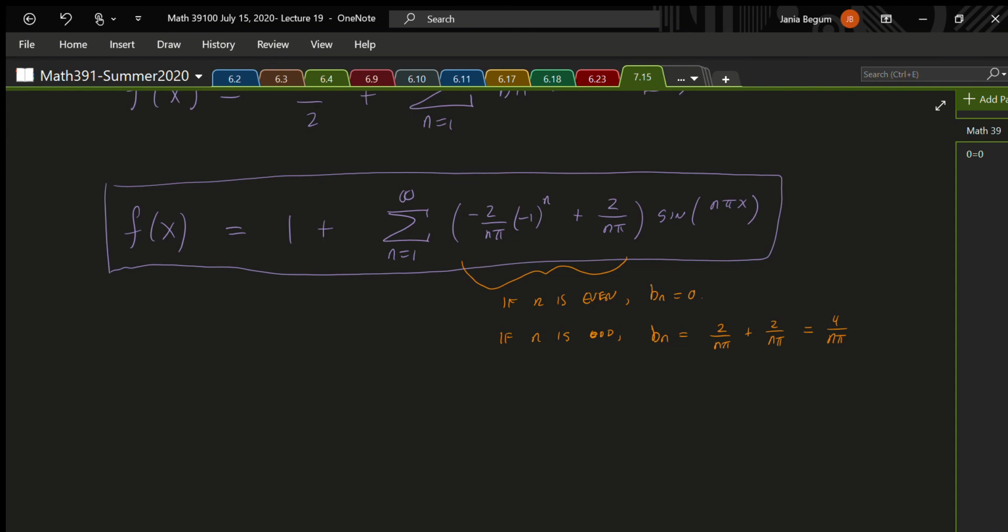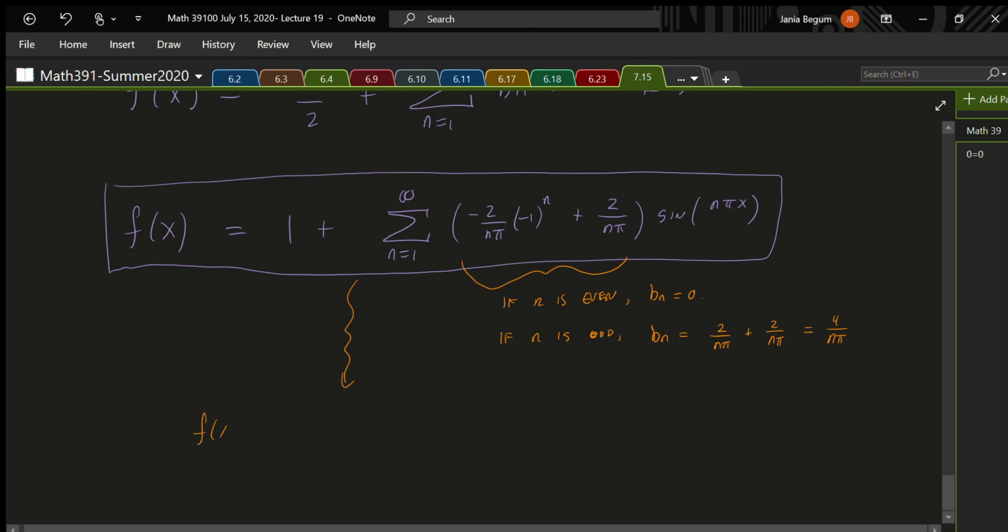So our solution actually simplifies more. Our Fourier representation is simply going to be 1 plus the sum starting at n equals 1 to infinity, but specifically for odd integers of n. Okay, so n is odd, and our Bn is going to be 4 over n pi times sine of n pi x. So that would be a simplified answer to this problem.